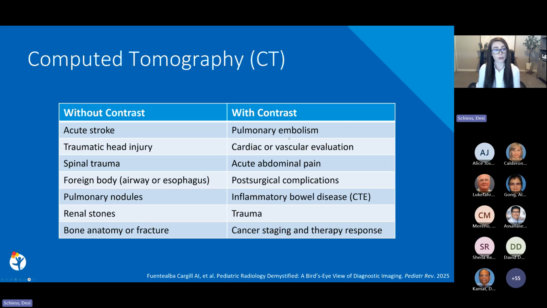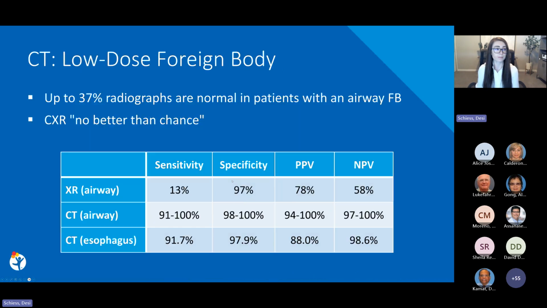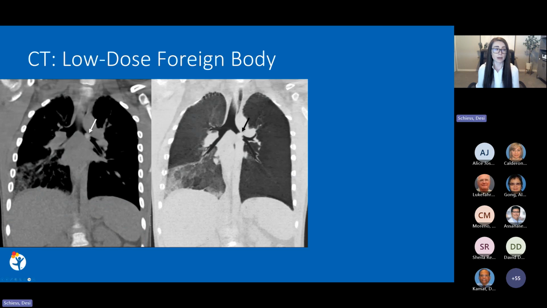I would like to highlight a new CT protocol that's being implemented at some children's hospitals for airway and esophageal foreign bodies. A little over a third of patients with an airway foreign body will have a normal radiograph. In fact, one study found that the diagnostic ability of chest X-ray for airway foreign bodies was no better than chance. As you can see here, CT has very high sensitivity and specificity for airway foreign bodies as well as esophageal foreign bodies. Here's an example.